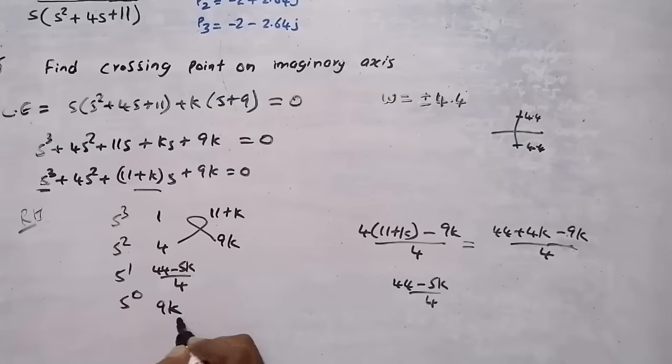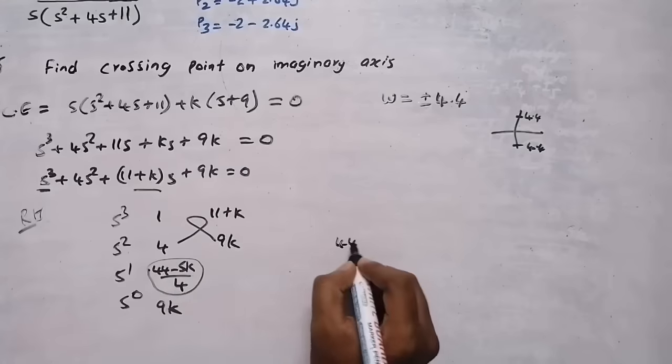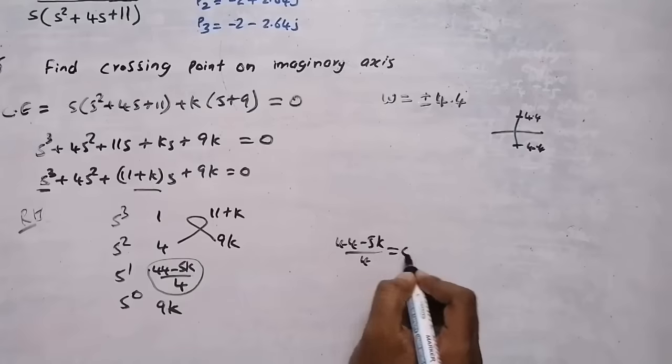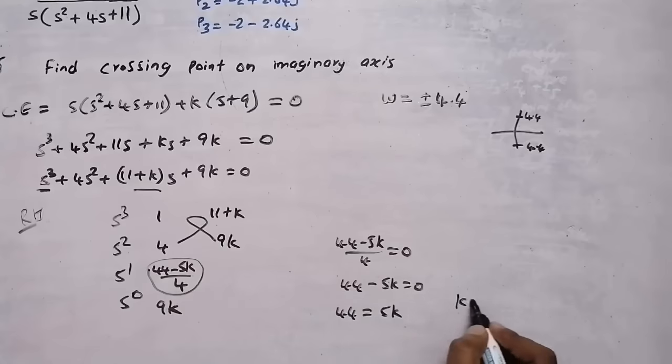Now, in order to get the k value, equate this term to 0. So (44 minus 5k) divided by 4 equal to 0. From this we will get 44 minus 5k equal to 0. We will get 44 equal to 5k. From that we will get k equal to 44 divided by 5, that is 8.8. After finding the k value, we need to find the auxiliary equation.